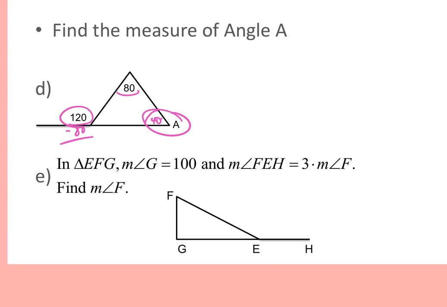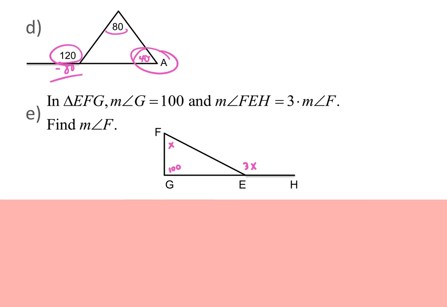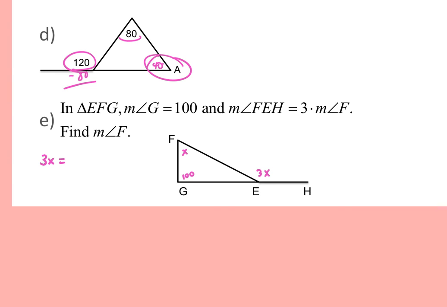And E says in triangle EFG, the measure of angle G is 100. The measure of FEH is 3 times angle F. So if this is an X, that one would be 3X. Find the measure of angle F. So I can say that 3X equals X plus 100. Subtract the X. 2X equals 100 and X equals 50. That's the measure of angle F. If it had asked for the measure of angle FEH, it would be 150. So be careful and pay attention to what it asks for.